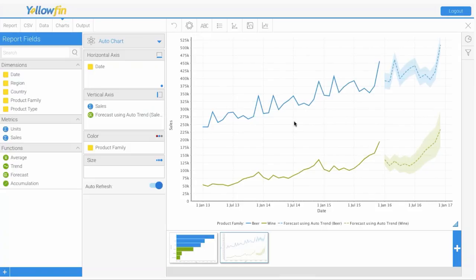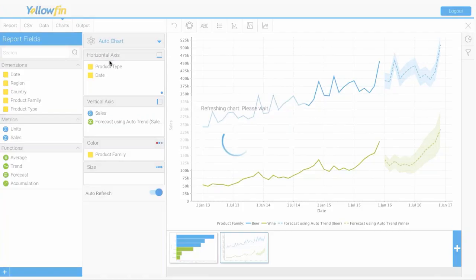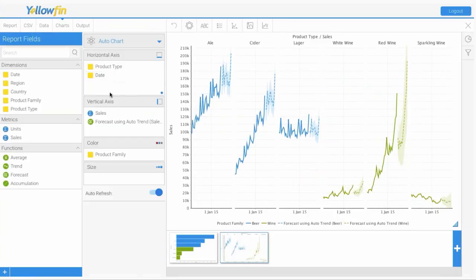And finally, just one more question for today's session, which is let's look at this by product type and build a trellis chart. So if I take my product type and I actually just put that above our existing horizontal axis, which is date, Yellowfin is going to create a trellis chart by our different product types. Once that's built, we're able to actually see how the breakdown is. And in fact, because we still have product family in color, it's also broken those by family there.